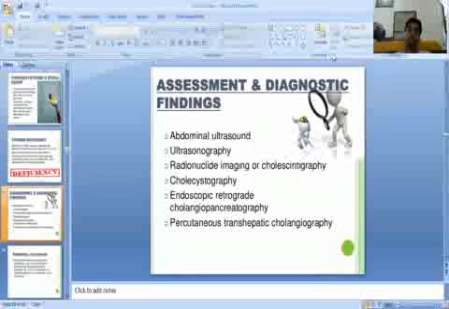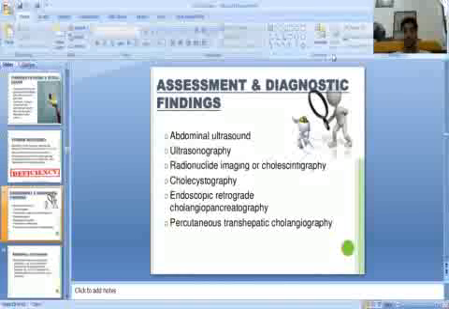Assessment and diagnostic findings: abdominal ultrasound, ultrasonography, radionuclide imaging or cholescintigraphy, cholecystography, endoscopic retrograde cholangiopancreatography. This is called ERCP. Next, percutaneous transhepatic cholangiography. This is called PTC.